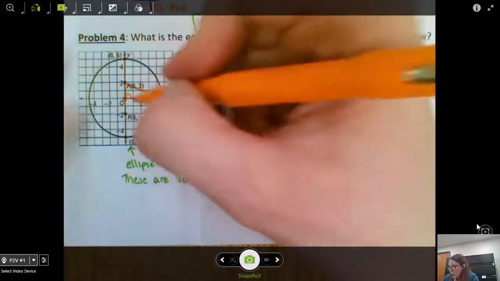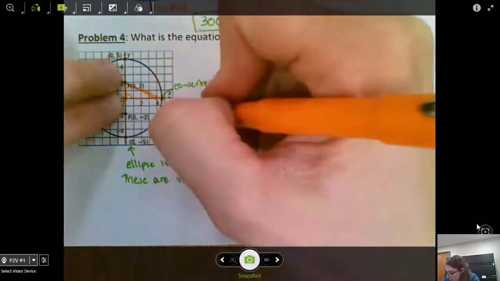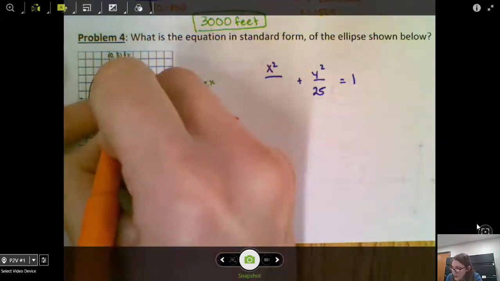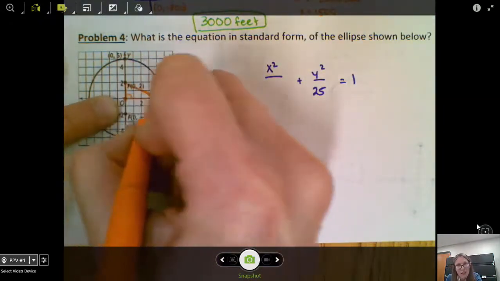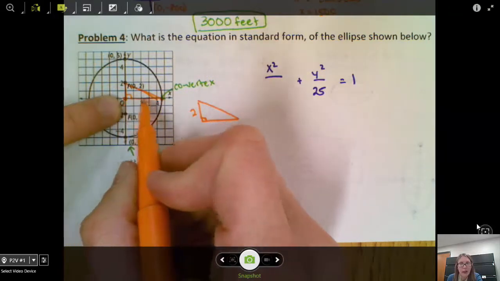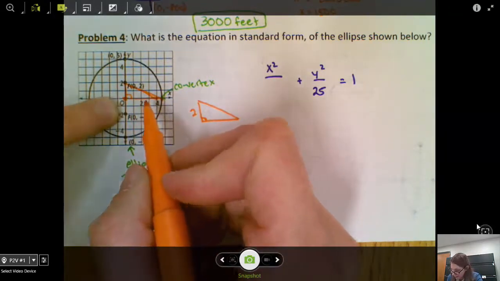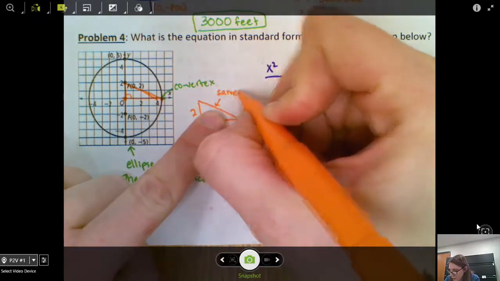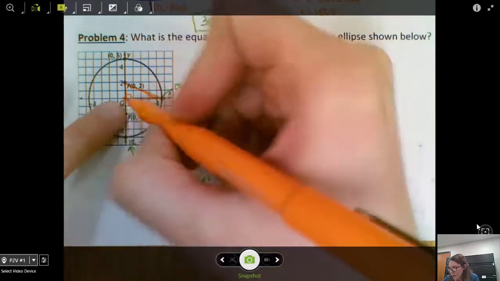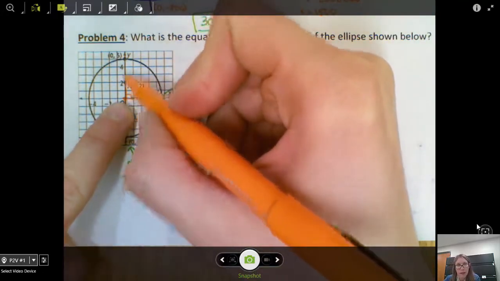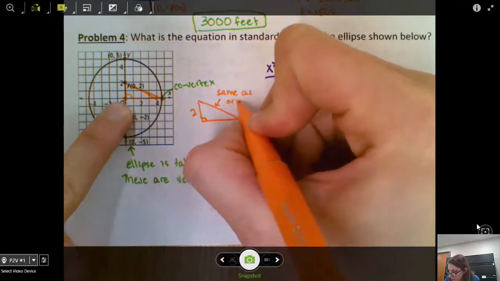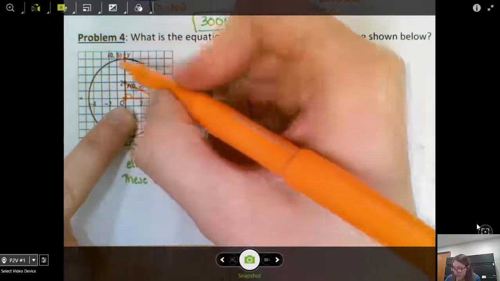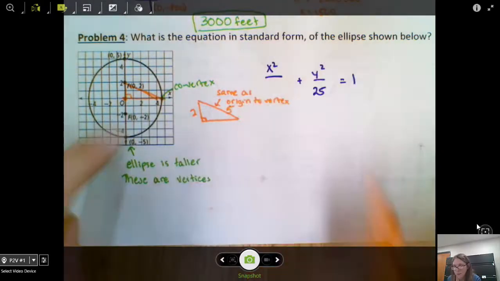Okay, we know our focus is at (0, 2). So this leg of the right triangle is 2. We don't know this length from our origin out to our covertex, but this hypotenuse is the same distance as our origin out to the vertex. And I know my vertex is at 5. So this length has to be 5.